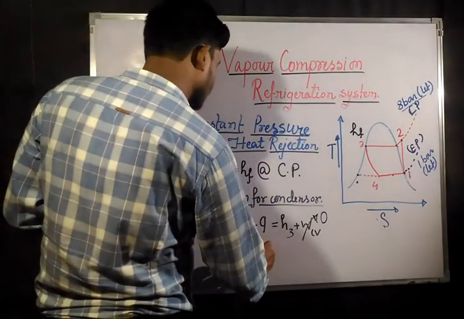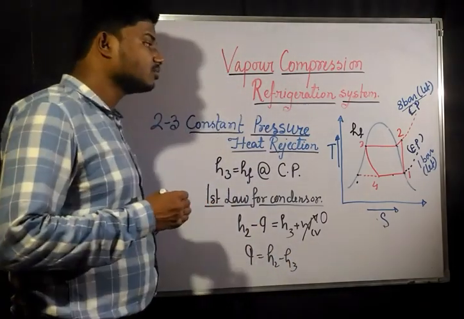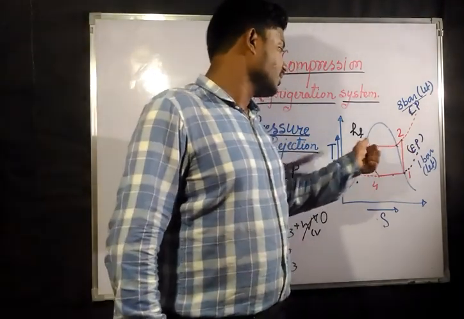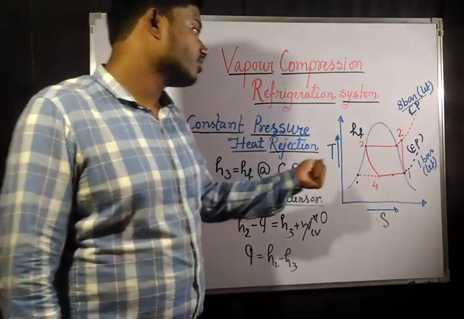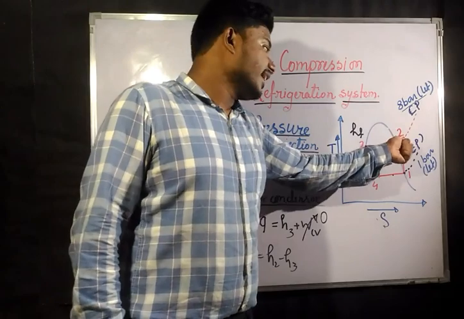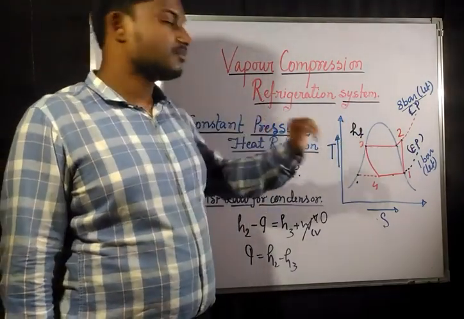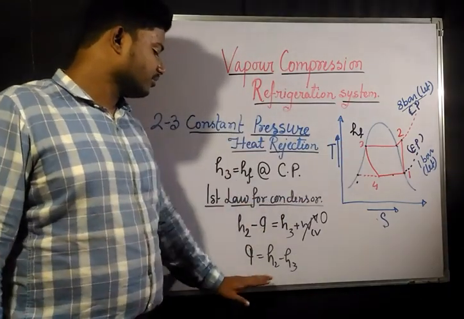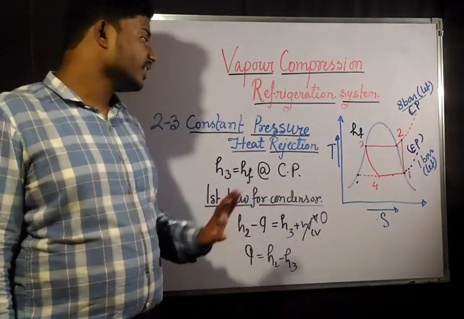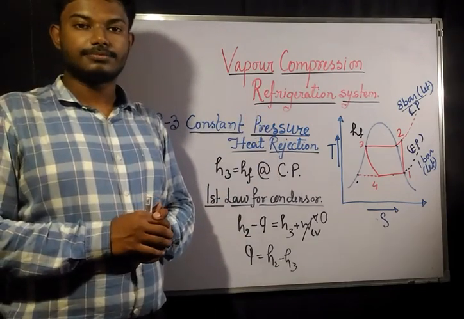So Q would be H2 minus H3, that is the enthalpy at point 2 and the enthalpy at point 3. The difference will give you the amount of heat that has been rejected. Now, the enthalpy at point 2 you have found out in the last process, while analyzing it, and H3 we have seen how to find out. Now this difference is going to give you the heat. So this is the analysis of the second process.